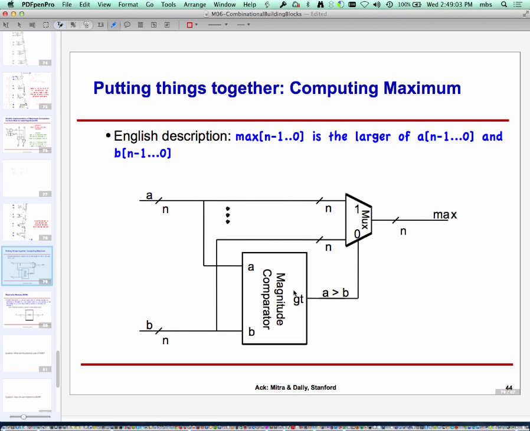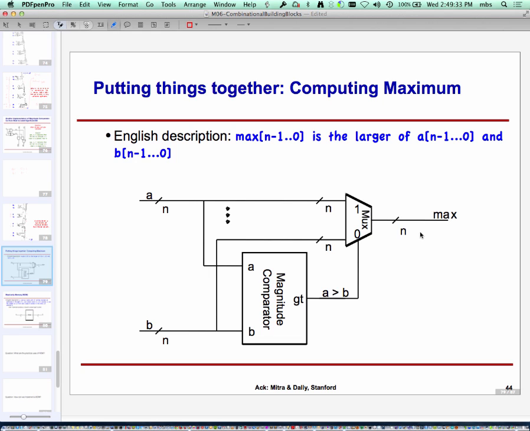The idea is that in this case, I feed A and B to the magnitude comparator. The output here tells me whether A is greater than B or not. If A is greater than B, then the control input to the mux would be high, and it will select the top input, which is labeled 1. So A will flow through, so the output would be A. If, on the other hand, A greater than B is 0, then B will flow through, and that is the definition of max. You can similarly create min, you can create other similar things.